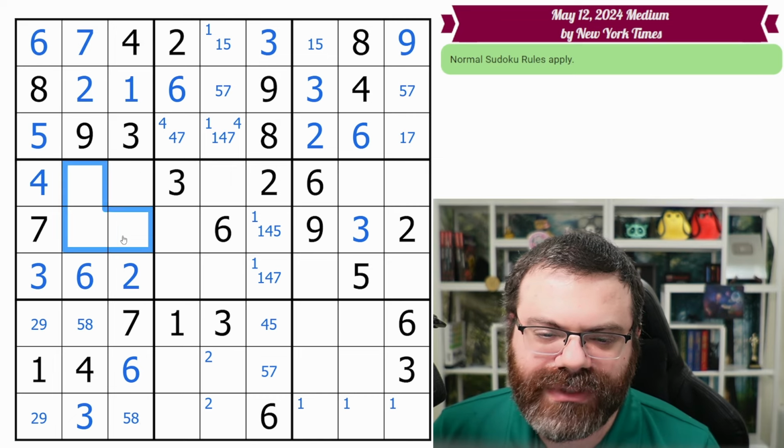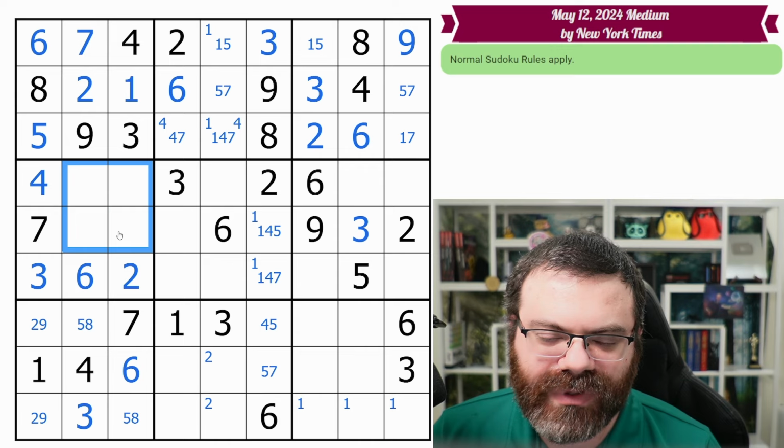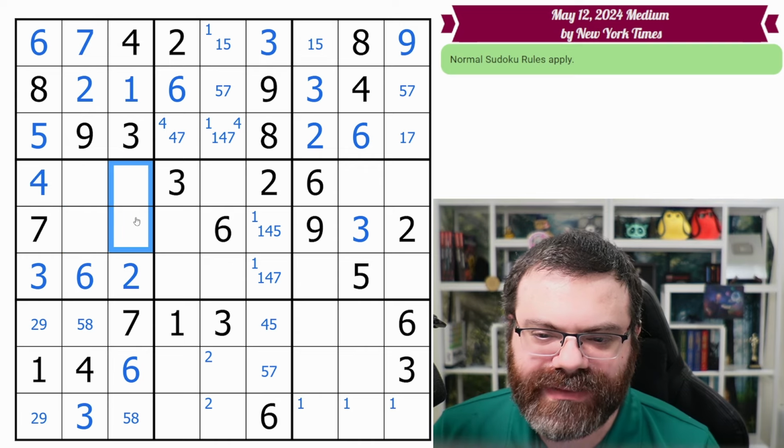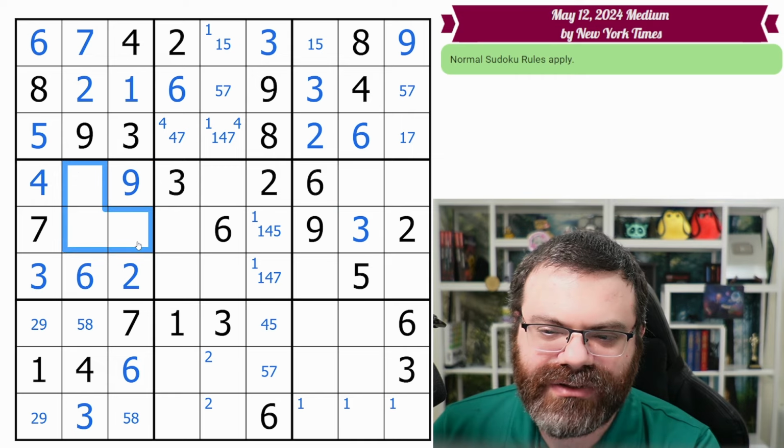But let's just look at this box in general. It needs a 1, 5, 8, 9. So I'm seeing that the 9 is placed. It's here. We have these two 9s. And then we're down to 1, 5, 8. I'm just going to fill that out. This can't be a 1.